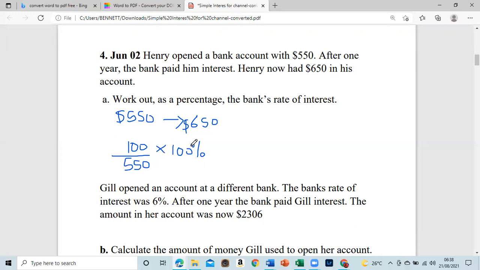So the rate is 18. It's a recurring decimal. All right, so that will be our answer, the percentage as the interest.